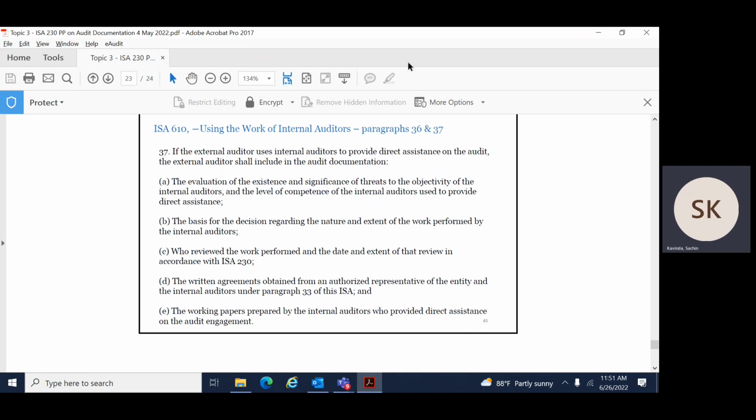Has it been reviewed? Look at the date, the extent, and the timing. You see whether those are aligned with us.